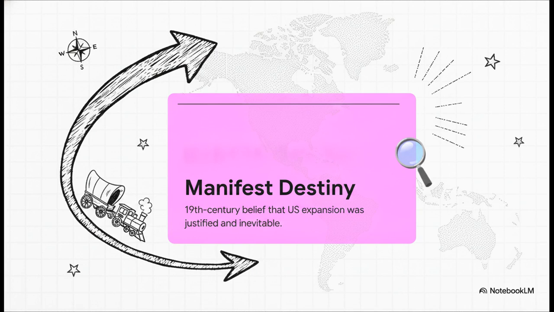Section 4, Expanding and Dividing. A major vocabulary concept here is manifest destiny. That's the 19th century belief that U.S. expansion across the continent was both totally justified and inevitable. You'll evaluate primary sources to see how this incredibly powerful idea pushed wagons westward, regardless of who was already living on that land, and analyze the consequences of that expansion.